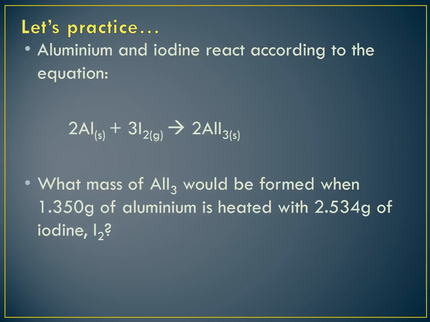Then you've got another practice question here. It's for aluminium and iodine reacting according to this equation. Always double check that your equations are balanced, and then you're going to check what mass of aluminium iodide would be formed when we have 1.350 grams of aluminium and 2.354 grams of iodine. Same process, give it a go, and good luck.